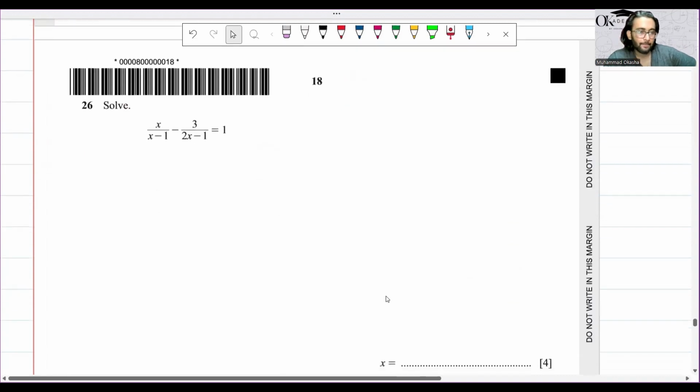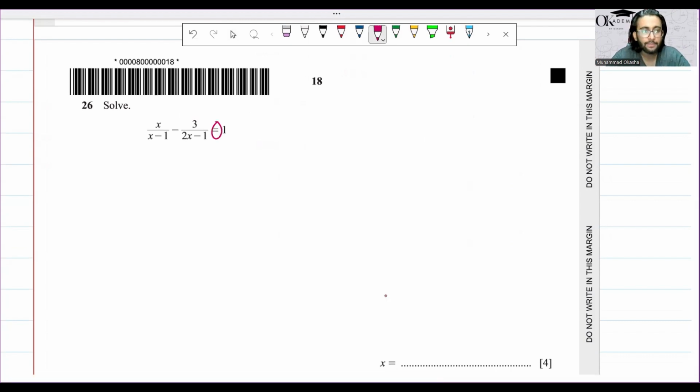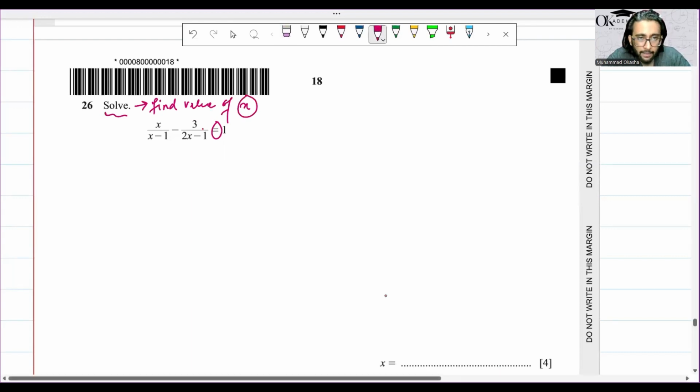Okay, solve. So my idea of doing it is, whenever I get an equation, and it says solve, it means we want to find out the value of x, like we talked about just a while ago. We need to find out the value of x.